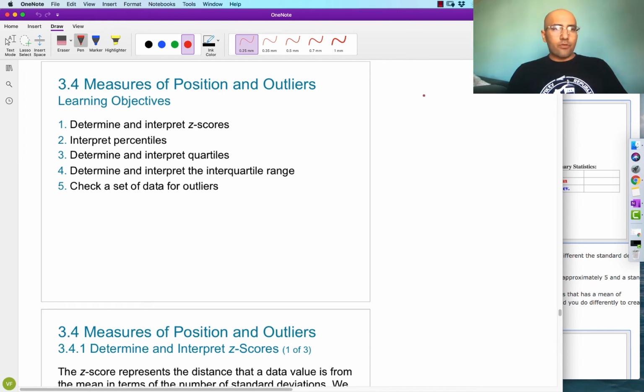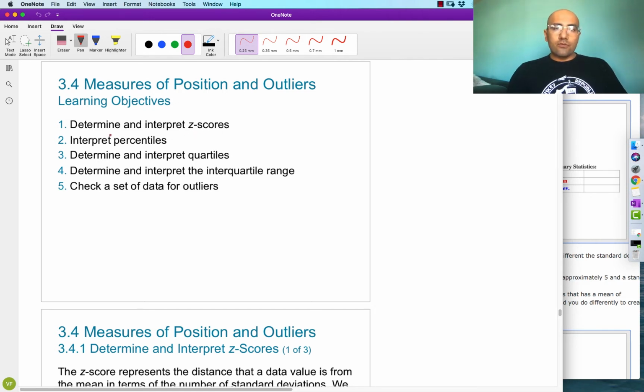Okay, chapter 3, section 4. This is going to be measures of position and outliers. So in this section, we're going to cover z-scores. We're going to define what that is. We're going to look at the formula, interpret it. This is a pretty big deal in statistics.